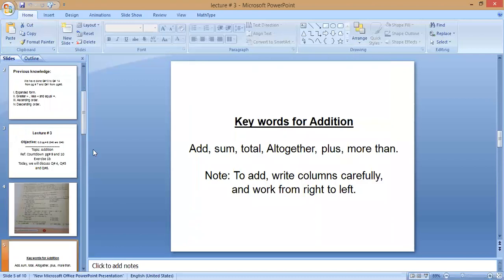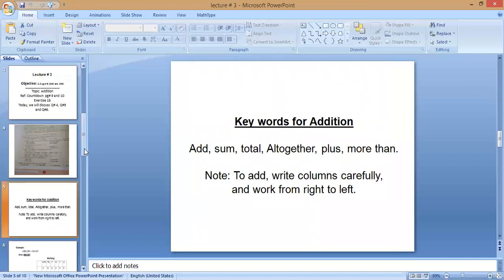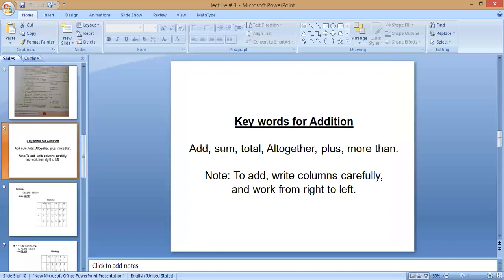Yes, keywords for addition. Our new topic is addition, and the keywords for addition are add, sum, total, altogether, plus, more than. Whenever you have a question with numbers and it mentions add up, sum, total, altogether, plus, or more than, then it means you will add the numbers, you will do addition.